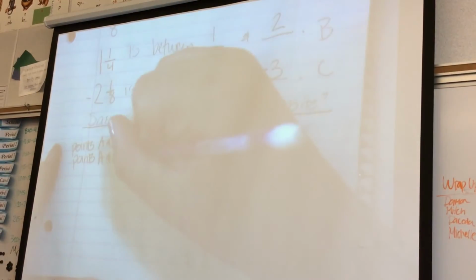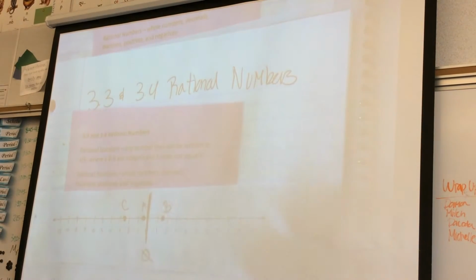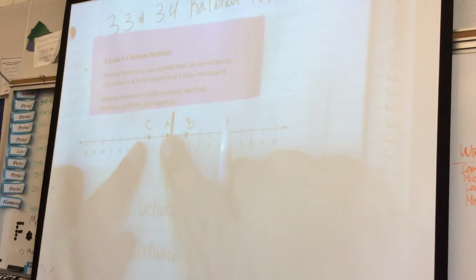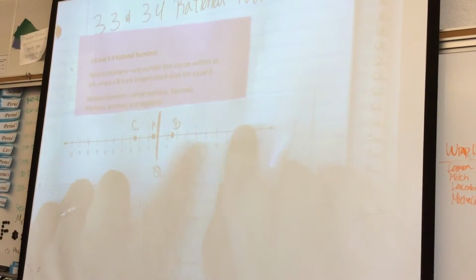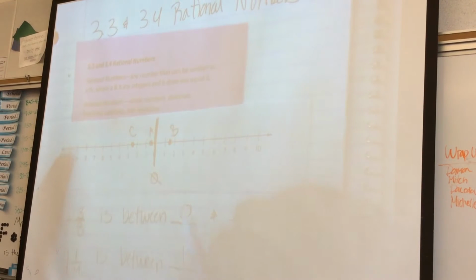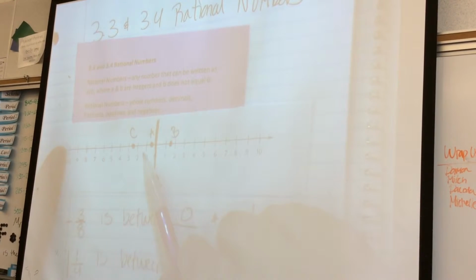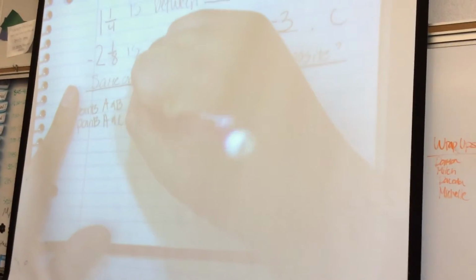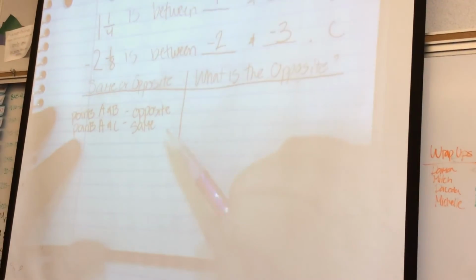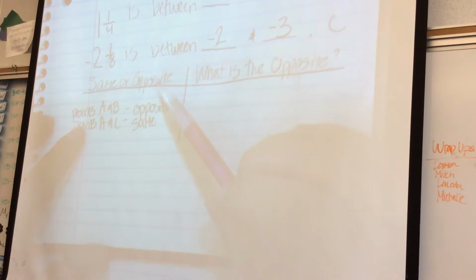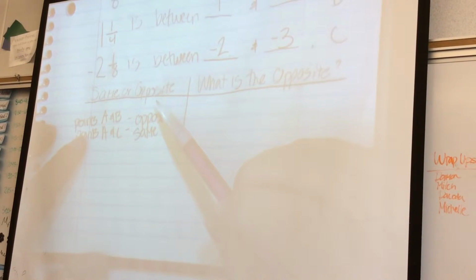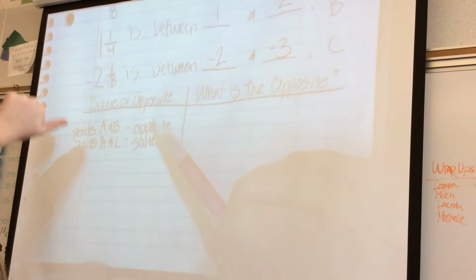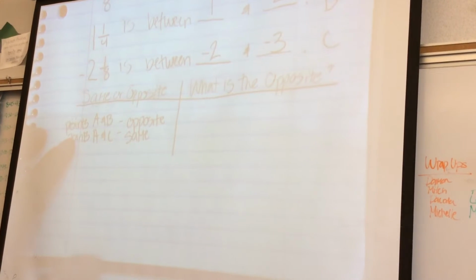So now let's look at points A and C. A and C, are they on the same or are they on opposite sides of 0? Same, yeah. Are they both on the right side or the left side? Left. Yeah, they're both on the left side. So we're going to say that they are on the same side. Okay. Thumbs up if you can tell the difference between same and opposite sides of 0. Good, because that's something we're going to be working on.